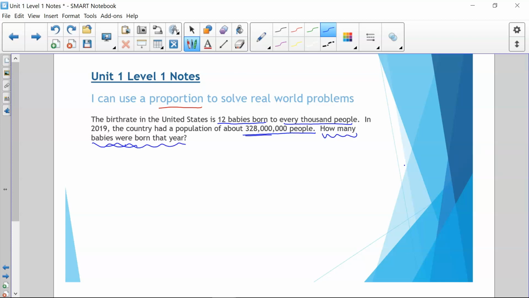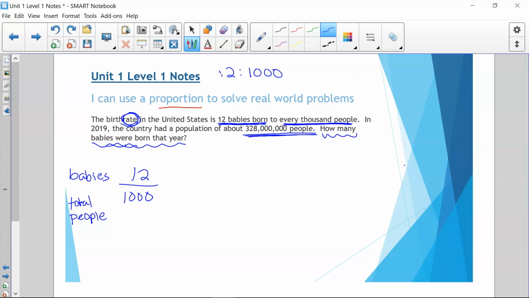Well, we need to figure that out of this many people. And we know that it's a birth rate. And a rate is like a ratio, a comparison of two things. And we're comparing those 12 babies born to every 1,000 people. So I can write that as 12 to 1,000 with a colon. And that means the same as 12 babies for every 1,000 people. And so that's 12 babies born for a total of 1,000 people.